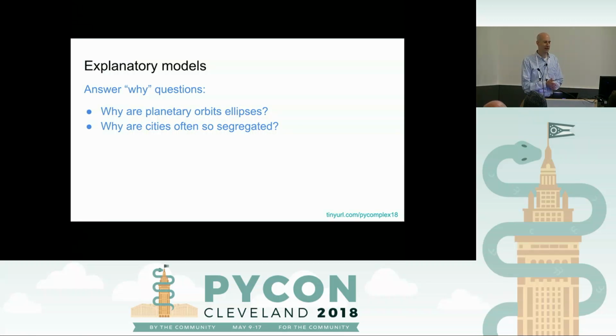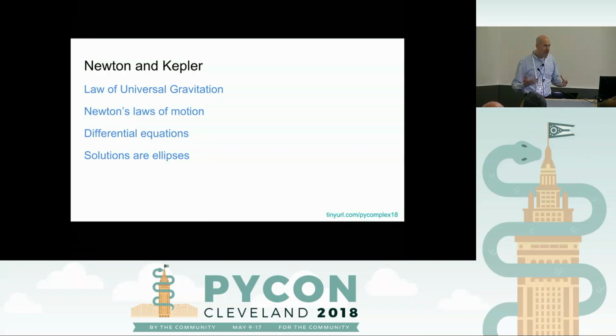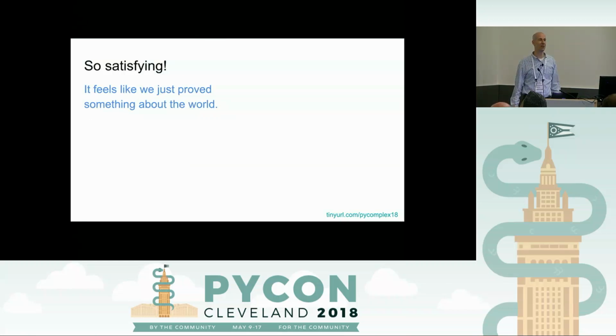So I want to speculate on this a little bit by contrasting the kind of work that we sometimes do in complexity science with what I'm going to call classical science, classical physical modeling. And I want to contrast two kinds of why questions. One of them is why planetary orbits are elliptical, and why cities are segregated. So we have a really good answer to the first one. Classical physical modeling is based on physical laws, usually continuous mathematics, and things that look like proofs and mathematical derivations. So if you give me the law of universal gravitation and you give me Newton's laws of motion, I can write a differential equation, I can solve that differential equation, and I can show you that the solutions are ellipses. And that feels like a really satisfying answer to a why question.